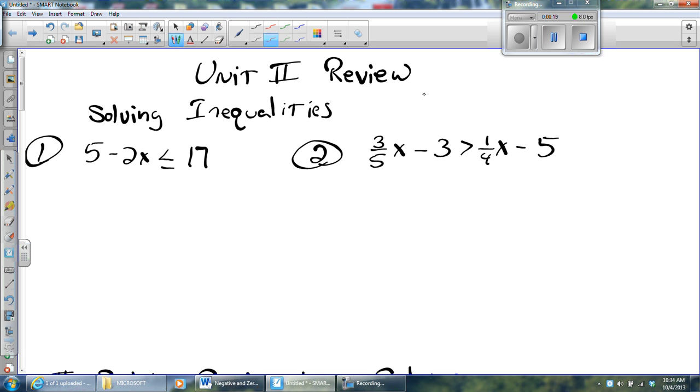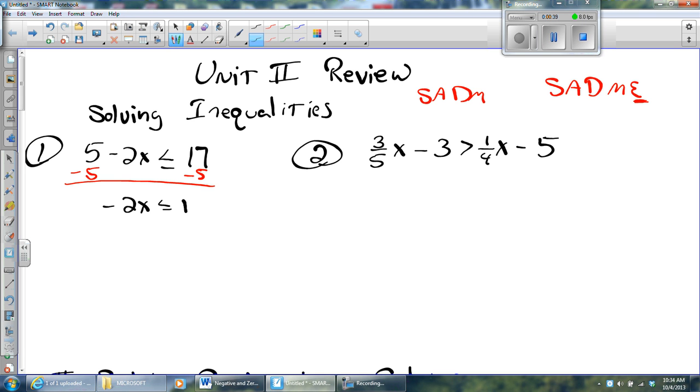Now remember, we like to listen to Saddam. Of course, if we're doing a quadratic, we might listen to Sad Me, right? Because we have to undo the exponent, but we're going to follow this order. So in this problem, I'm going to subtract 5 first. And when I do so, I'm going to get negative 2x is less than or equal to 12.